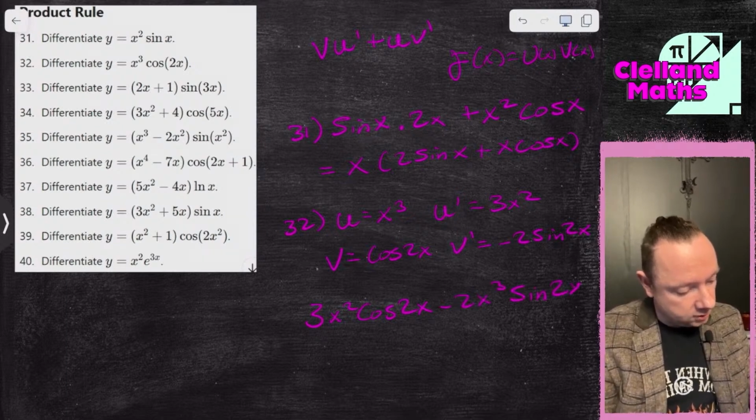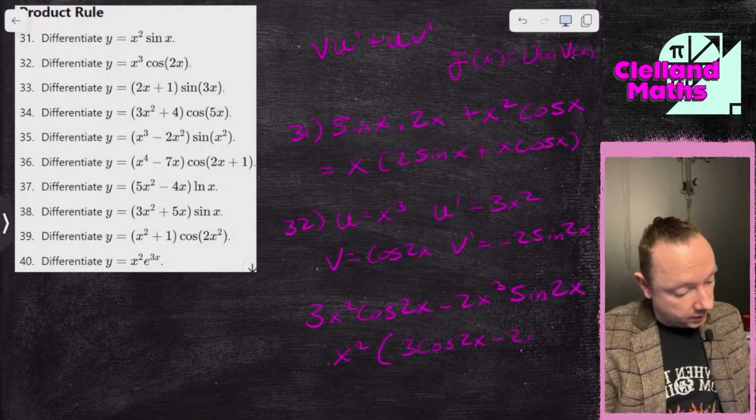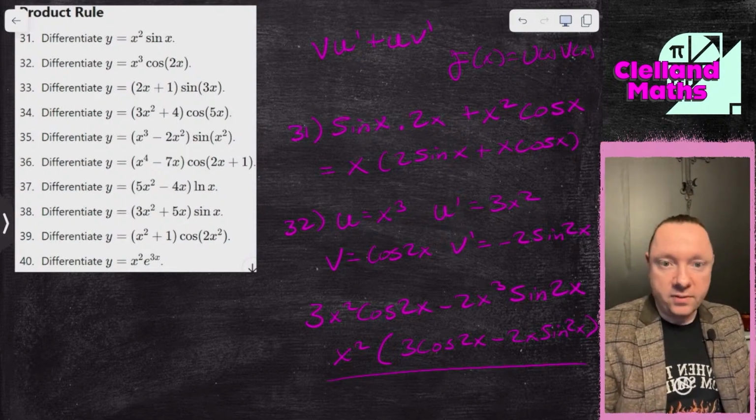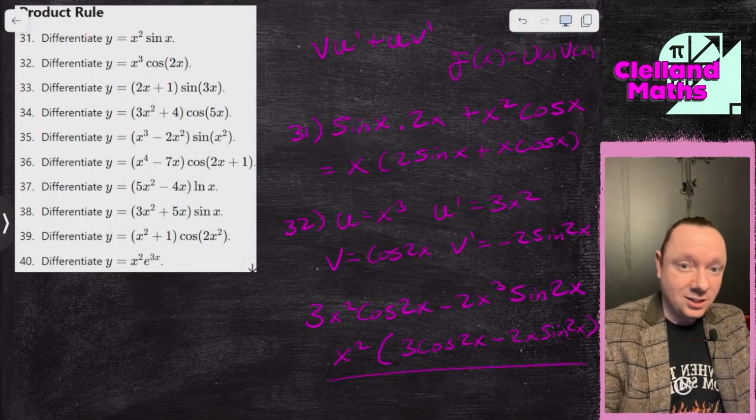Pretty sure that's good. Suppose we could take out x squared as a common factor if you really wanted to: 3 cos 2x minus 2x sine 2x. I wouldn't bother expanding sine 2x because that's 2 sine x cos x. I'll just leave it there, I think. Simplification is the hardest bit, knowing when you're finished and when you're not.